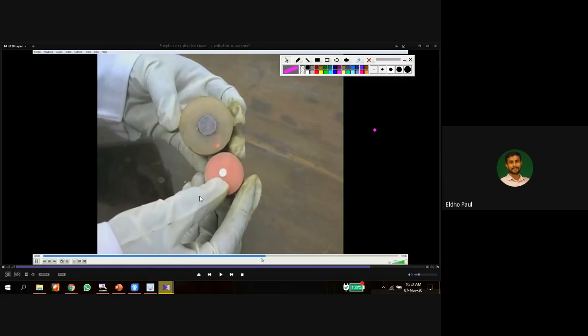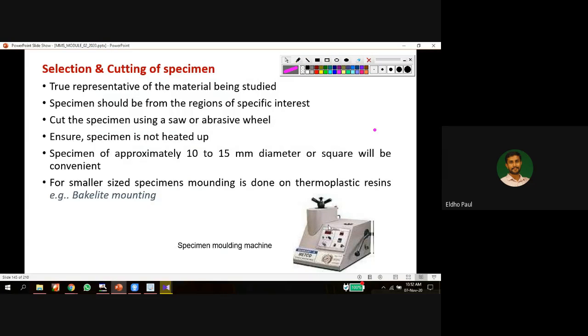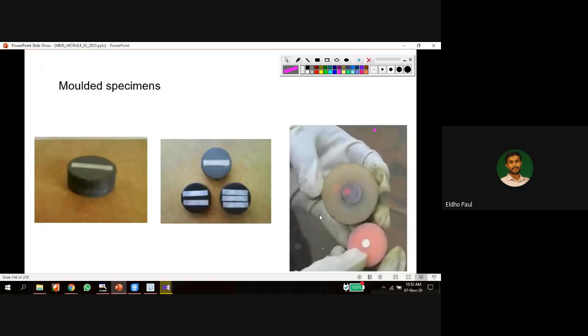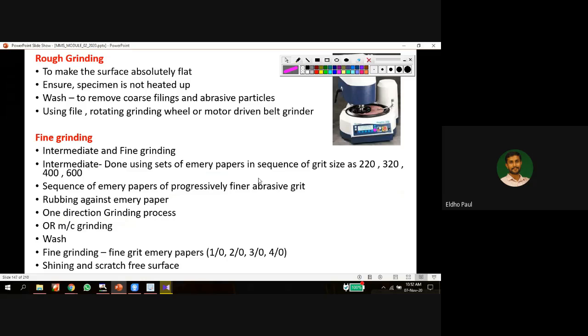So this is the mounting technique used for specimen preparation, and for that we can also use different machines. This is the structure after mounting. We can see this white color. This is the specimen, which is very difficult to process by itself, so we attach it to the other material so that the entire system can be used for further processing. After the mounting process, the next process is rough grinding and fine grinding. Here we use emery paper for the grinding process. So this is the emery paper.